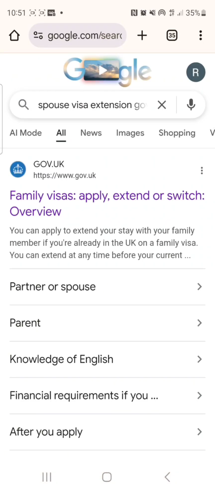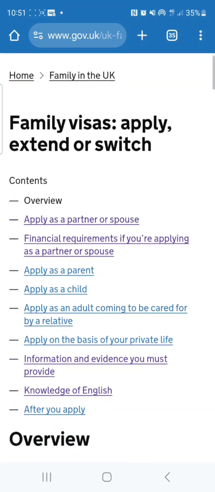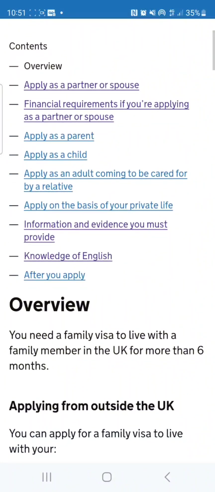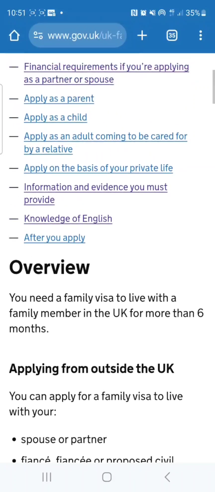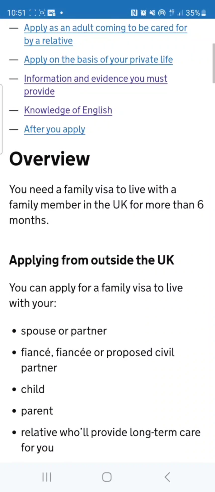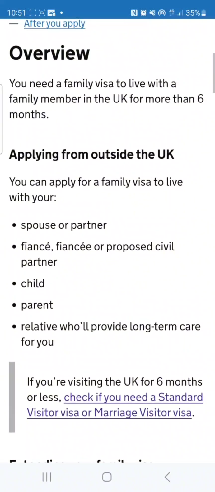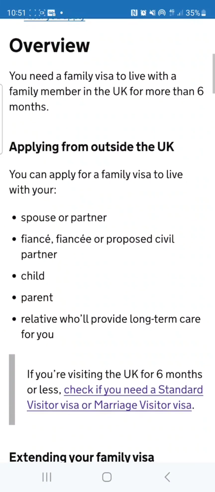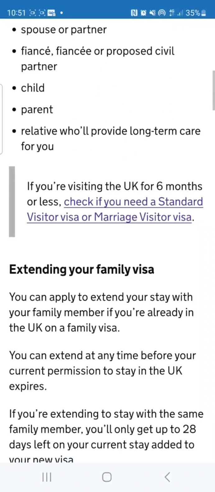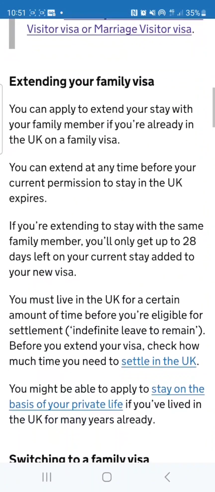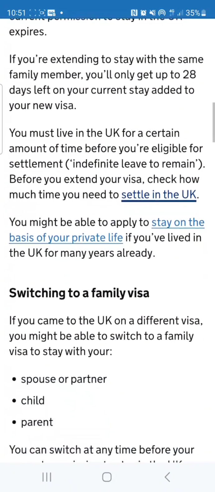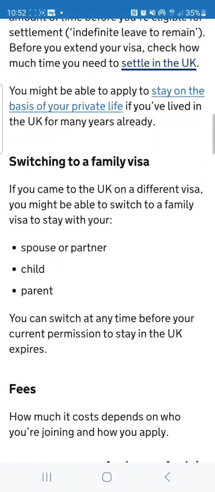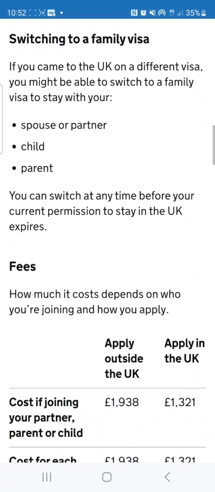Let's start. In the Google search bar type spouse visa extension, then click spouse visa extension and you see family visa, how you apply, your financial requirement if you are applying from outside and if you are applying from inside. Extending your family visa: you can apply to extend your stay with your family member if you are already in the UK on a family visa. That's what I am going to apply for and I'm going to show in this video.